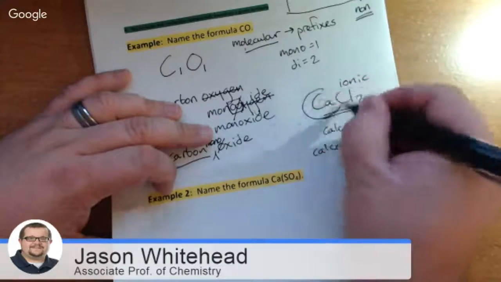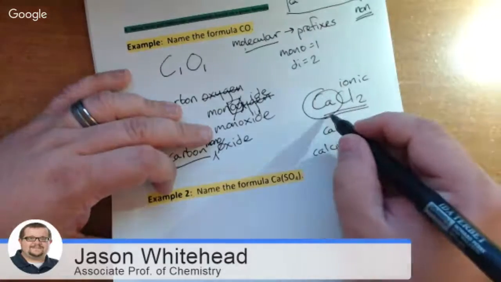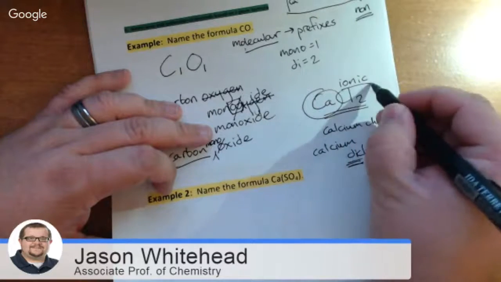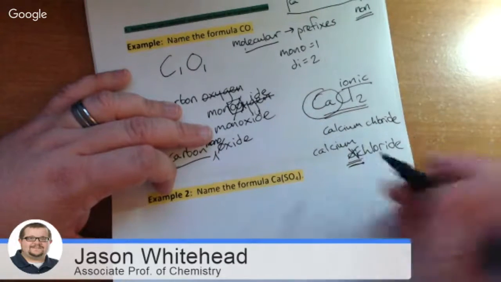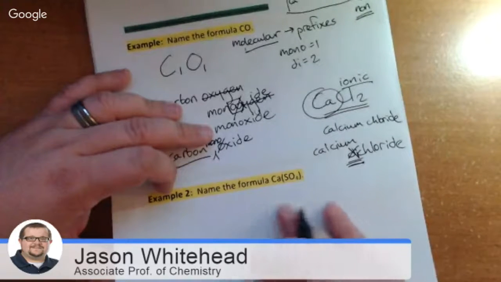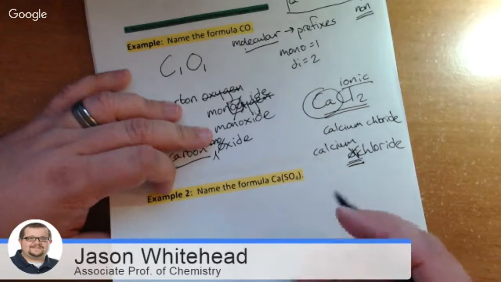This contains a metal that's on the left side of the table. If it contains a metal in the formula, we're looking at ionic. No prefixes like di. We would just call this calcium chloride. We'll go through the naming rules for ionic compounds, but just keep that in mind as a really common mistake.